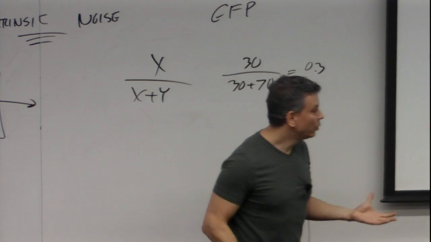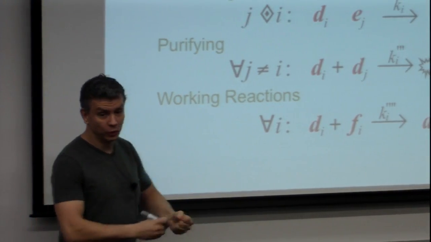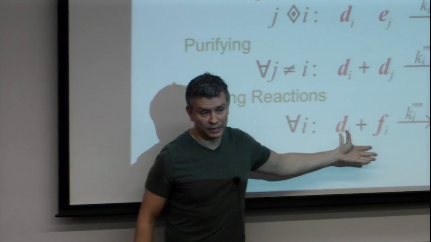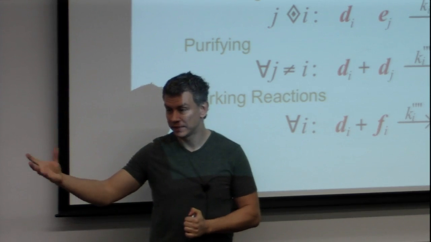And then D1 will participate in a reaction that translates food into the outcome. But the limitation here is how much food we provide. So the amount of F we provide will determine the amount of the output we provide. Does that make sense, Ron?